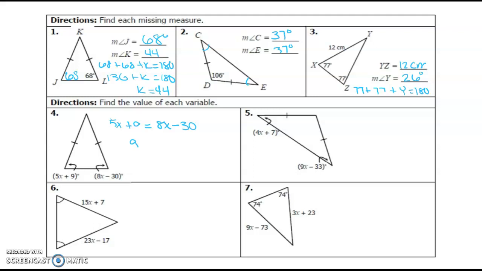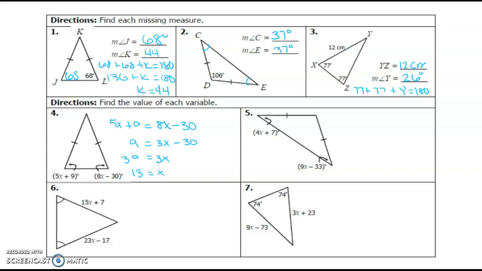And then if you solve for x, you should get 9 equals 3x minus 30, and then you should get 39 equals 3x, and then divide by 3 on both sides and get x equals 13, or 13 equals x. Okay, so now what I want you to do is pause the video, try the next couple on your own, and we'll see what you get.